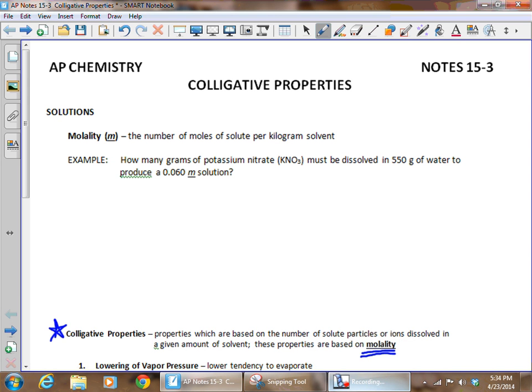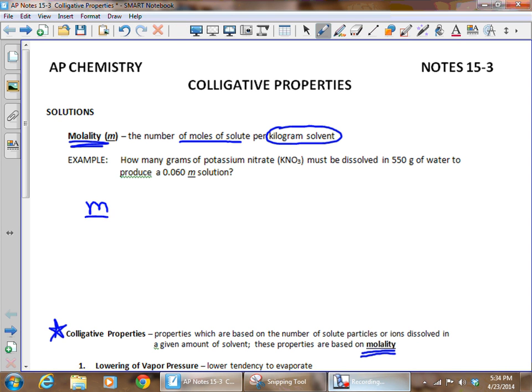It's very similar to molarity. Remember, molarity was the number of moles of solute per liter of solution. Molality is the number of moles of solute per kilogram of solvent, and that's going to be an important difference. For instance, this first question asks how many grams of potassium nitrate must be dissolved in 550 grams of water to produce a 0.060 molal solution.